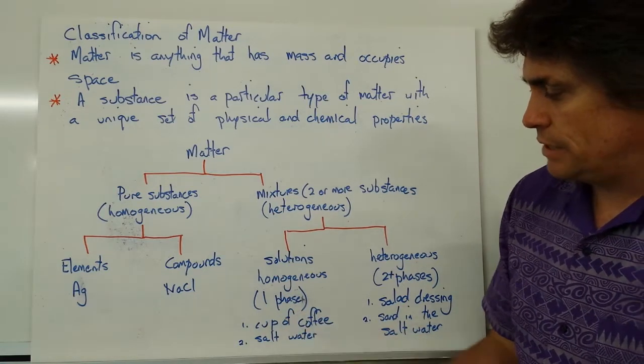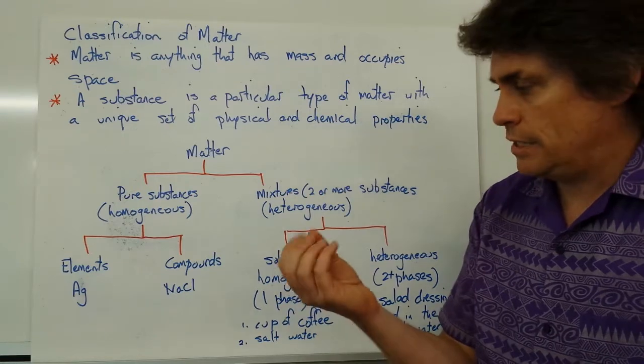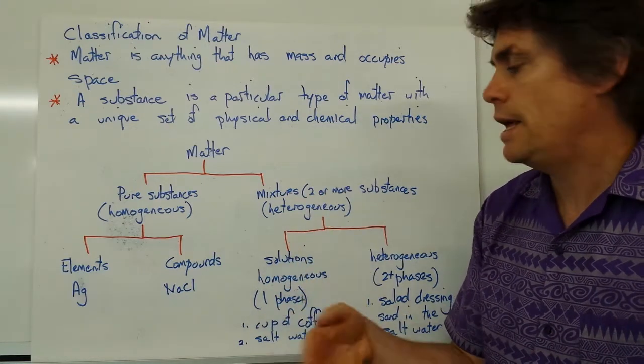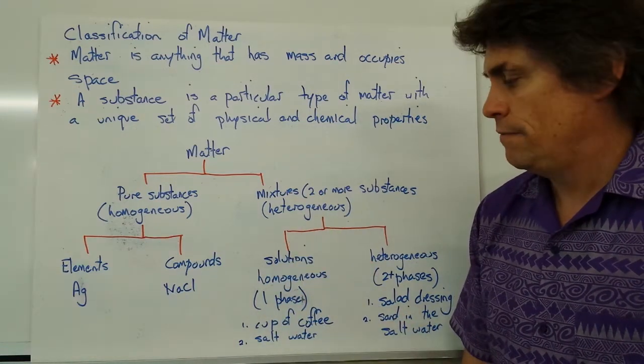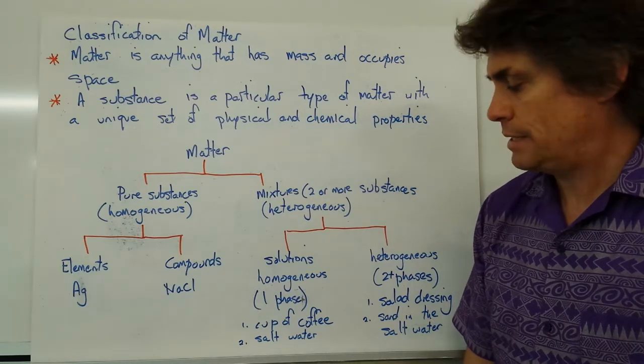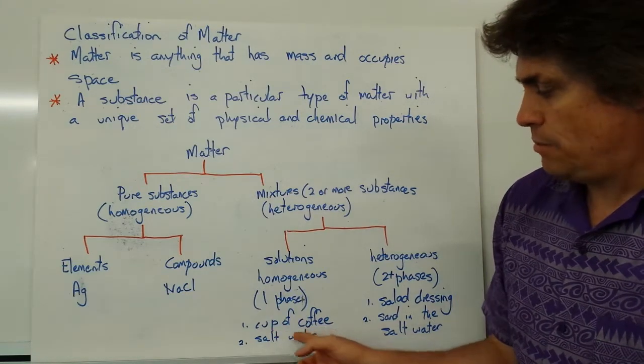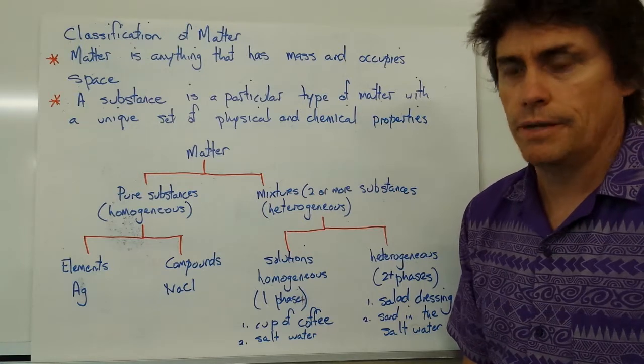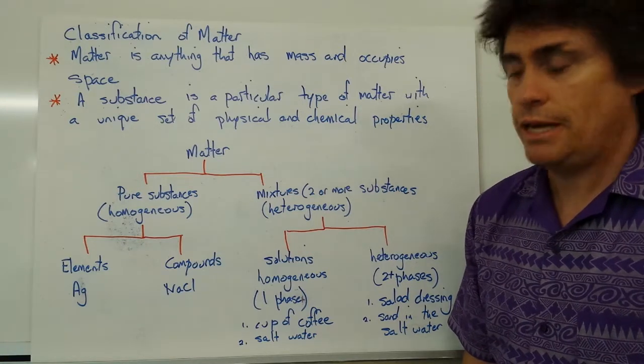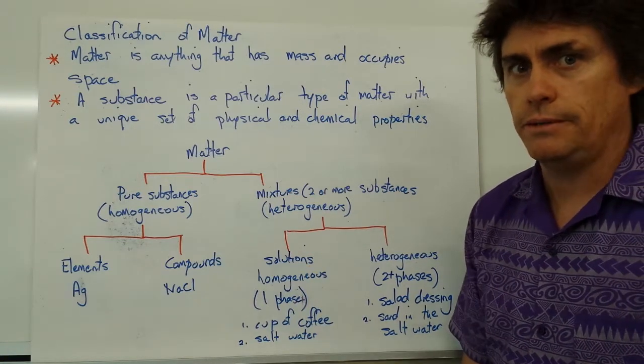And a good example of this would be a cup of coffee. Yes, we have coffee in there, we may have milk in there, we'll have water in there, but they form one phase. It's completely mixed together. Another example might be salt water in the ocean. If there's no particulate matter in there, we've got one single phase only.